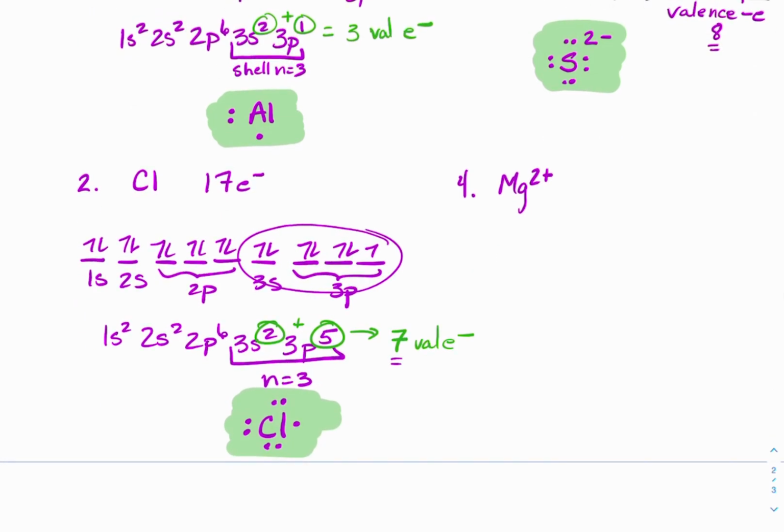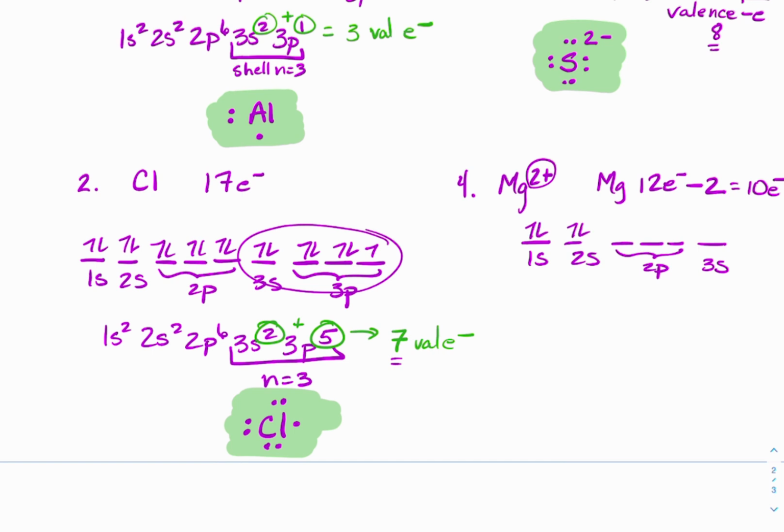And let's do one more example. Magnesium 2 plus. Orbital diagram 1s, 2s, 2p, 3s. Magnesium normally has, in a neutral atom, 12 electrons. But since we are at a +2 charge, we're going to subtract 2 from that value. So that's really 10 electrons. So let's place all of our electrons in our orbitals. And that ends up being 10.